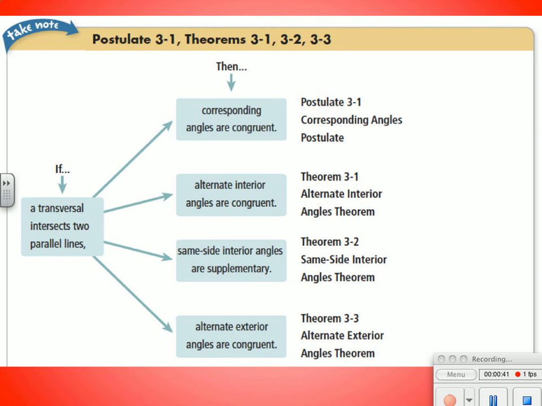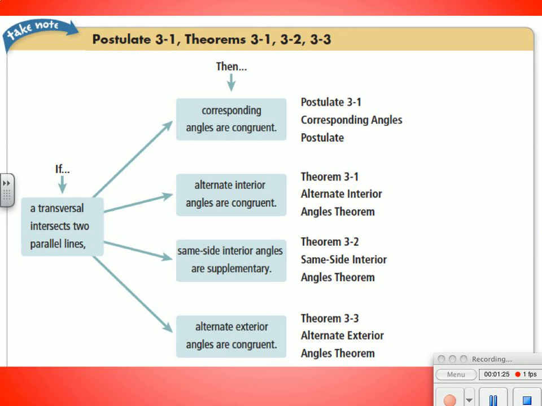So our postulate 3.1 and theorems 3.1, 3.2, 3.3 deal with the different types of angles that are created when parallel lines are cut by a transversal. All of these postulates and theorems start out with the same if statement, same hypothesis. If a transversal intersects two parallel lines, then postulate 3.1 states that corresponding angles are congruent. That is the corresponding angles postulate. Theorem 3.1 is the alternate interior angles theorem, and that states that alternate interior angles are congruent when two parallel lines are cut by a transversal.